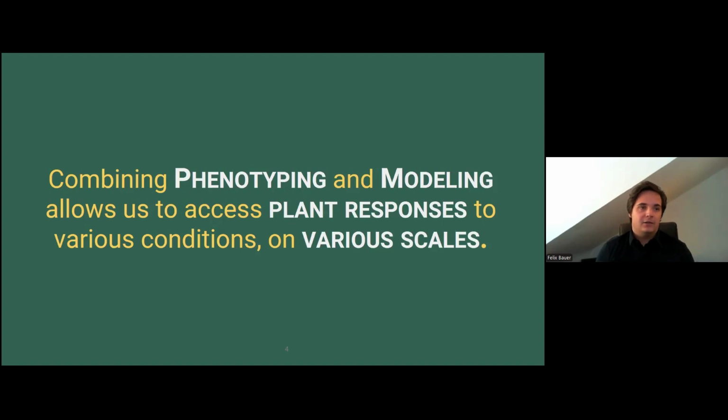The combination of phenotyping and modeling allows us then to assess plant responses to various conditions on various scales. Various conditions can be, for example, climate change, reduced availability of water, reduced availability of certain nutrients, such as finite nutrients like phosphorus, for example, which is mined from rock, and therefore we have only limited resources, or also nutrients that get too expensive, for example, certain nitrogen fertilizers, and so on. But as I said, it's done on various scales. So I did it on various scales. So what scales am I talking about?